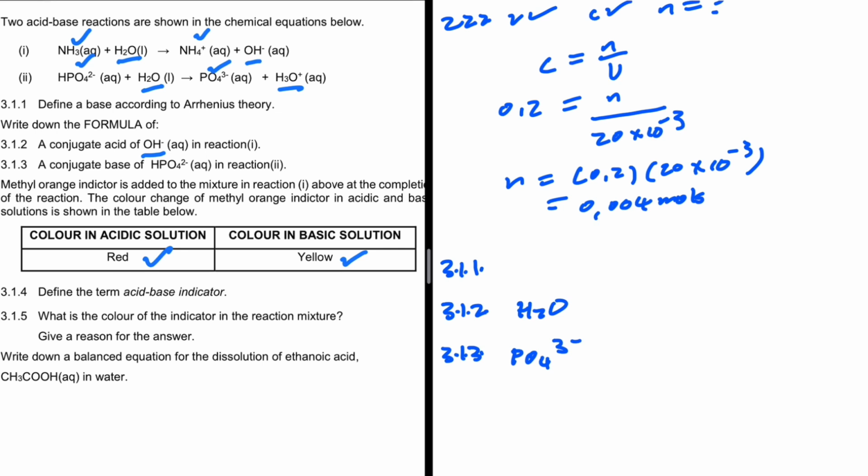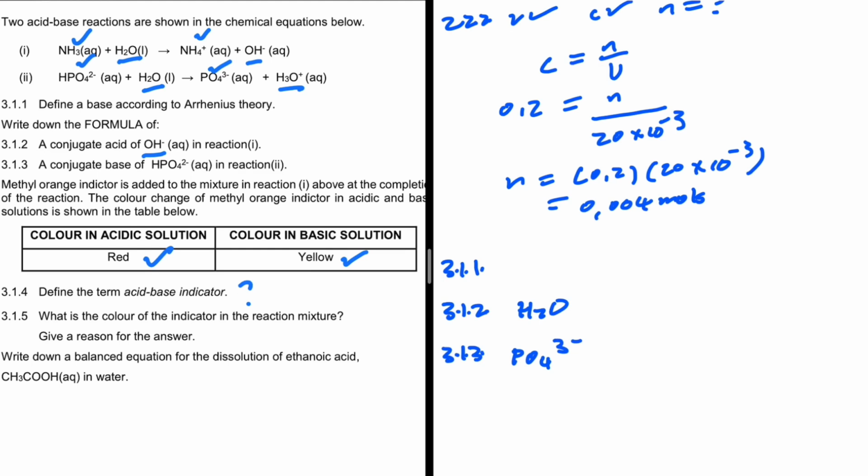And then 3.1.4, define the term acid base indicator. Yeah, this is not a very common definition, but an acid base indicator, it is a weak acid or a weak base which color changes as the H plus ion concentration or the OH minus ion concentration in the solution changes. So a weak acid or a base that will change color if the concentration of H plus changes or if the concentration of OH minus changes. Right, so that is an acid base indicator. It changes color when the concentration of H plus changes or when the concentration of OH minus changes.